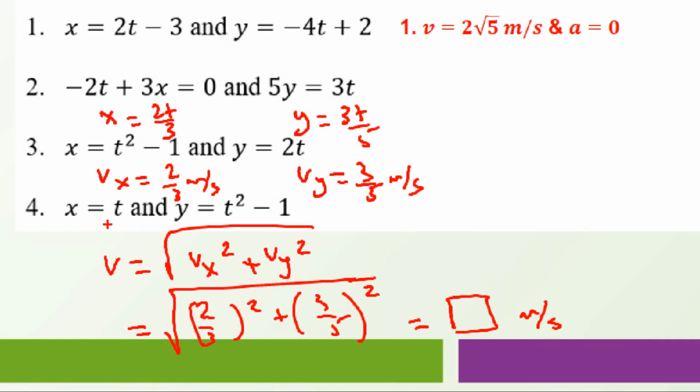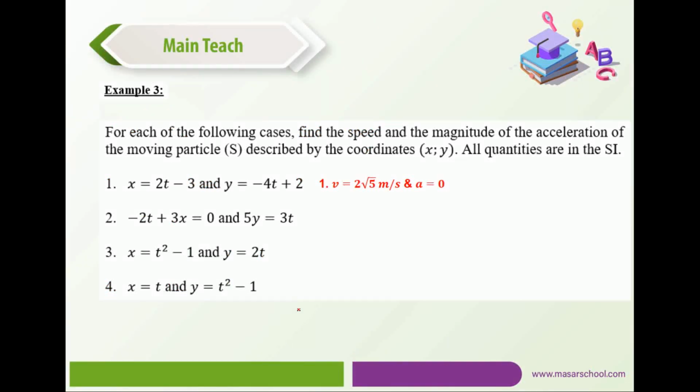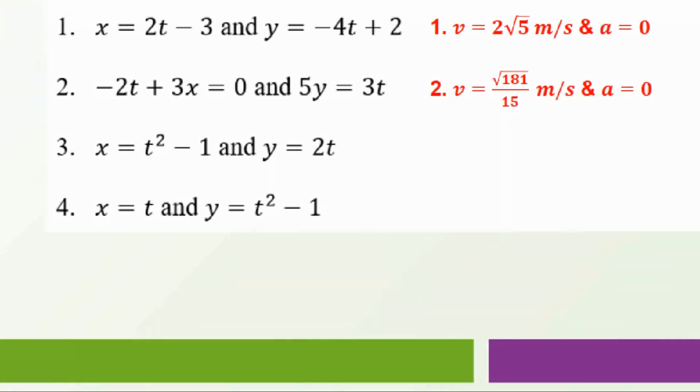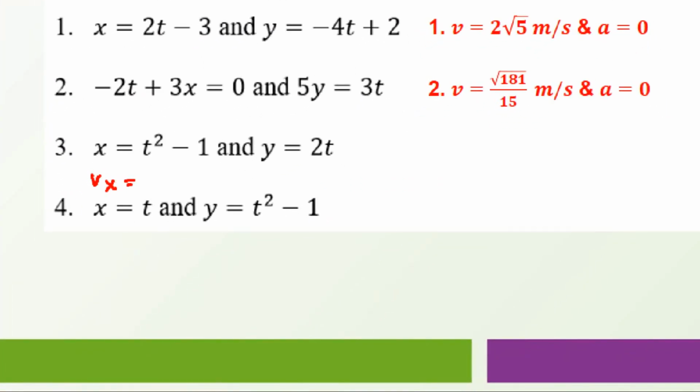As for the acceleration, Ax is 0 and Ay is 0, which means that the total acceleration, or the magnitude of the acceleration, would be 0 as well. Now as for part 3, Vx is given by 2t. This is linear in t, so here we'll notice that we're going to have an acceleration. In 1 and 2 we don't have acceleration because it's linear in both.